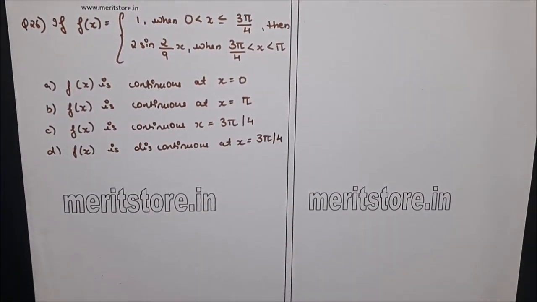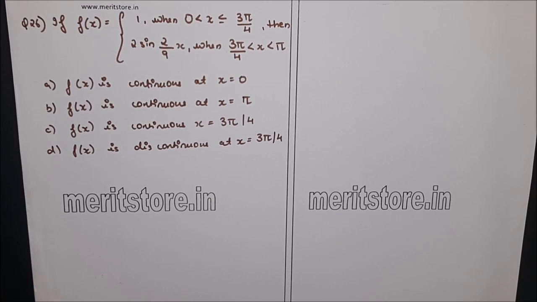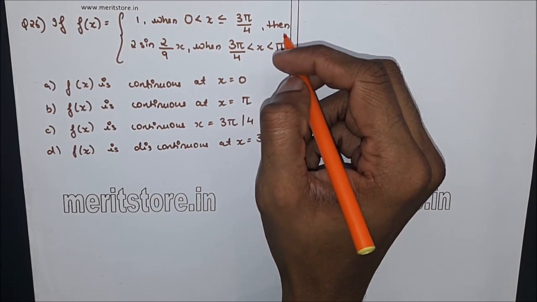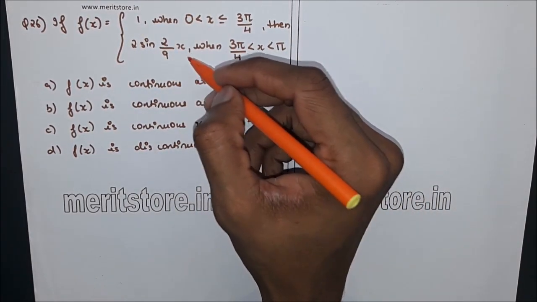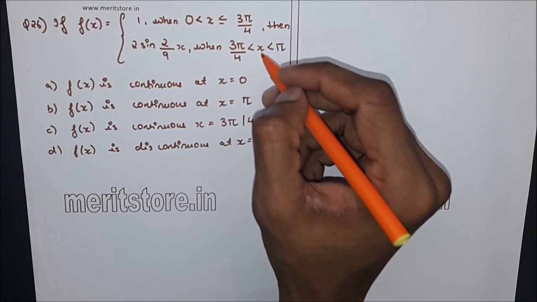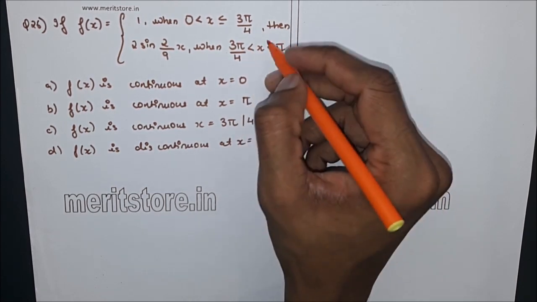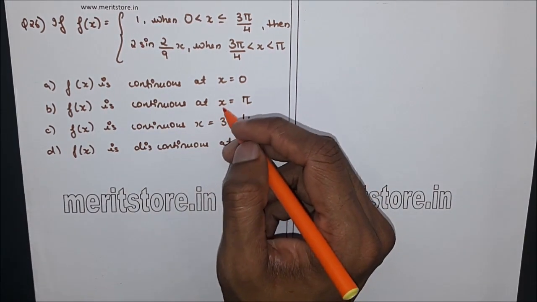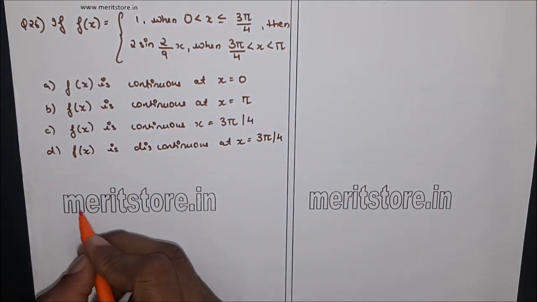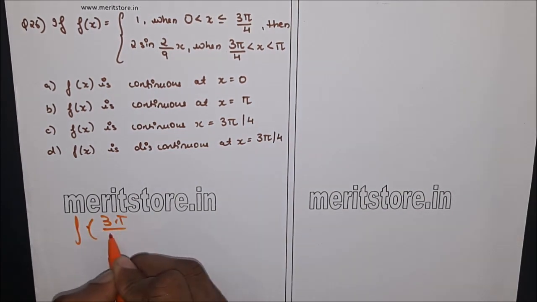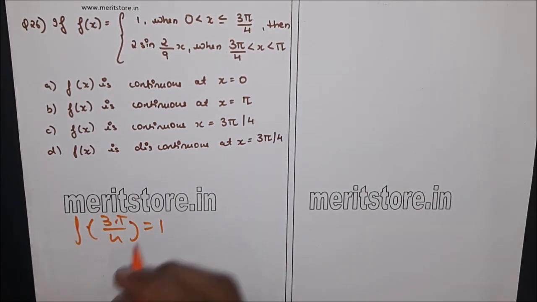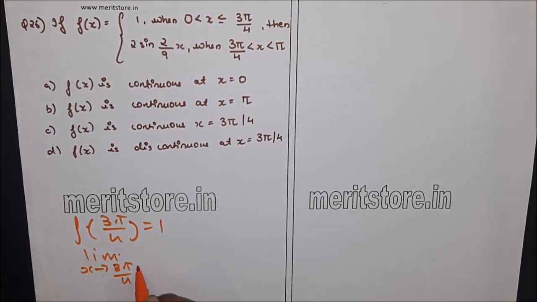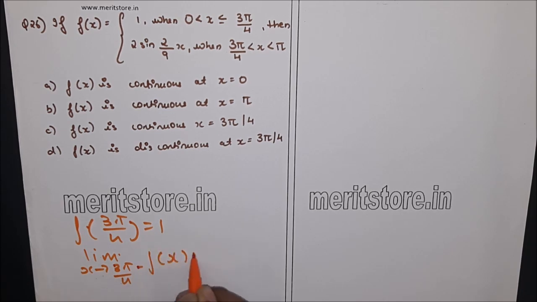Question 26. If f of x is 1 when x is greater than 0 and less than or equal to 3 pi by 4, then 2 sine 2 by 9 x when x is greater than 3 pi by 4 and x is less than pi, then we're given four options for f of x. Here f of 3 pi by 4 is equal to 1, and for the limit as x approaches 3 pi by 4 from the left hand side, we get f of x is equal to 1.